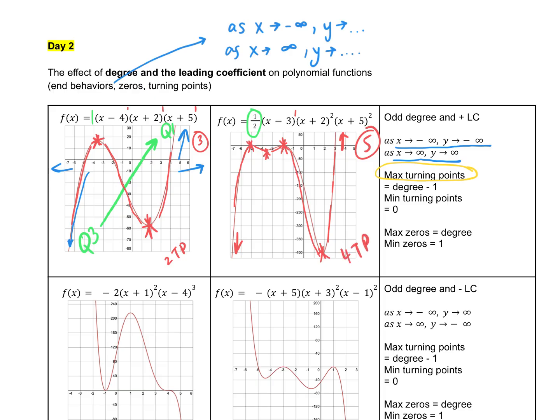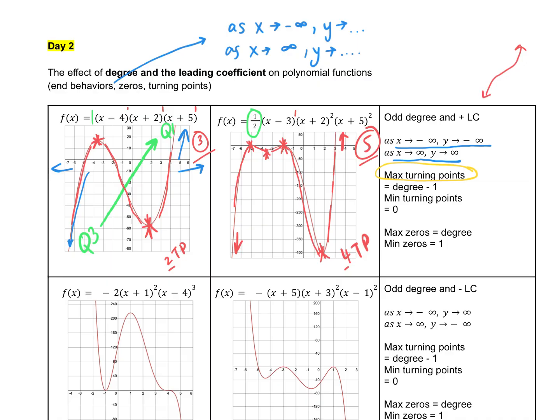So the maximum number of turning points that a function can have is always going to be 1 less than the degree. This was a degree of 3, 2 turning points. Degree of 5, 4 turning points. And the thing is, with odd degree functions, they can have 0 turning points. You could have something just like this going upwards. That's actually your most basic cubic function.